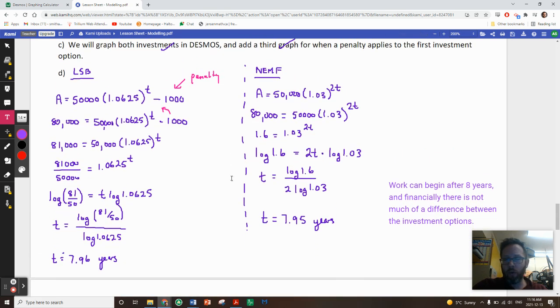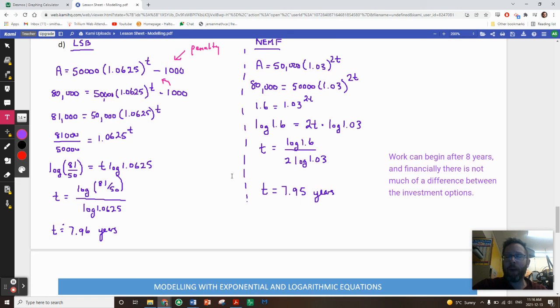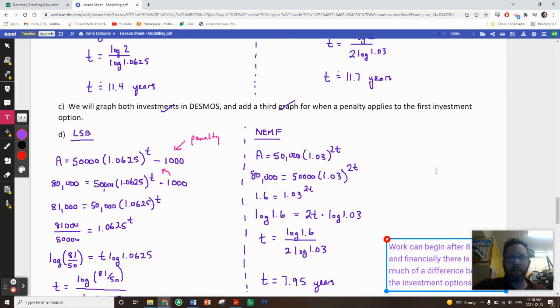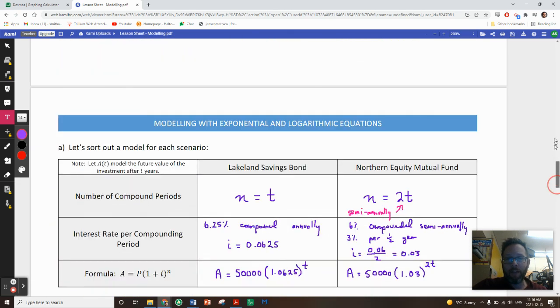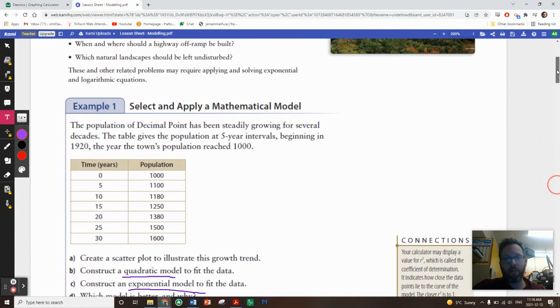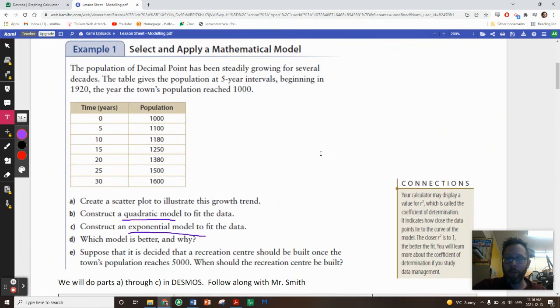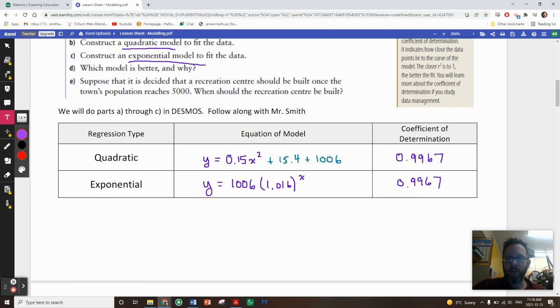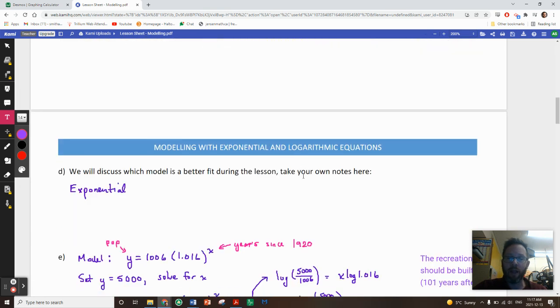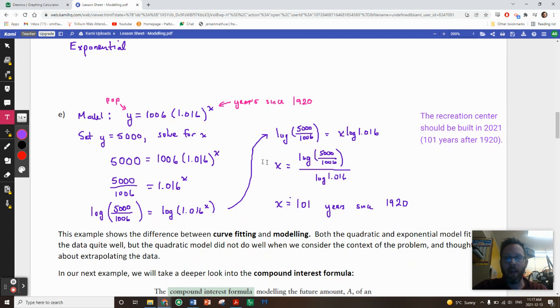Okay, so what would I expect you guys to do after this lesson? I'd expect you guys, if I give you a set of data, to be able to perform a regression, a quadratic or an exponential, and compare the two. And explain why. We talked about the difference between curve fitting and modeling. Explain why, in this case, an exponential model was better than the quadratic, even though they had the same R-squared values. So again, know the difference between curve fitting and modeling.